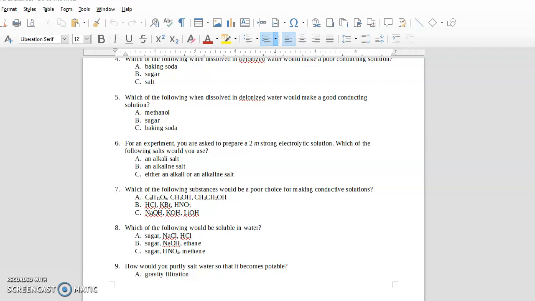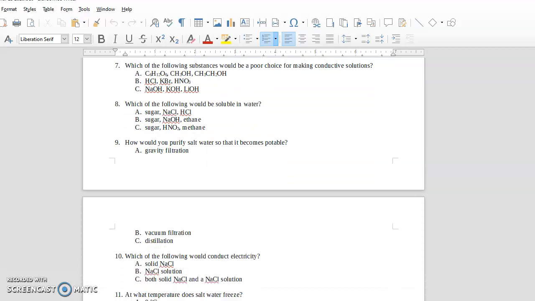Number 7, which of the following substances would be a poor choice for making a conductive solution? Therefore it has to be something that doesn't conduct electricity. And that would be A here, essentially dextrose, methanol, and ethanol. Number 8, which of the following would be soluble in water? Sugar, sodium chloride, and HCl are all soluble in water.